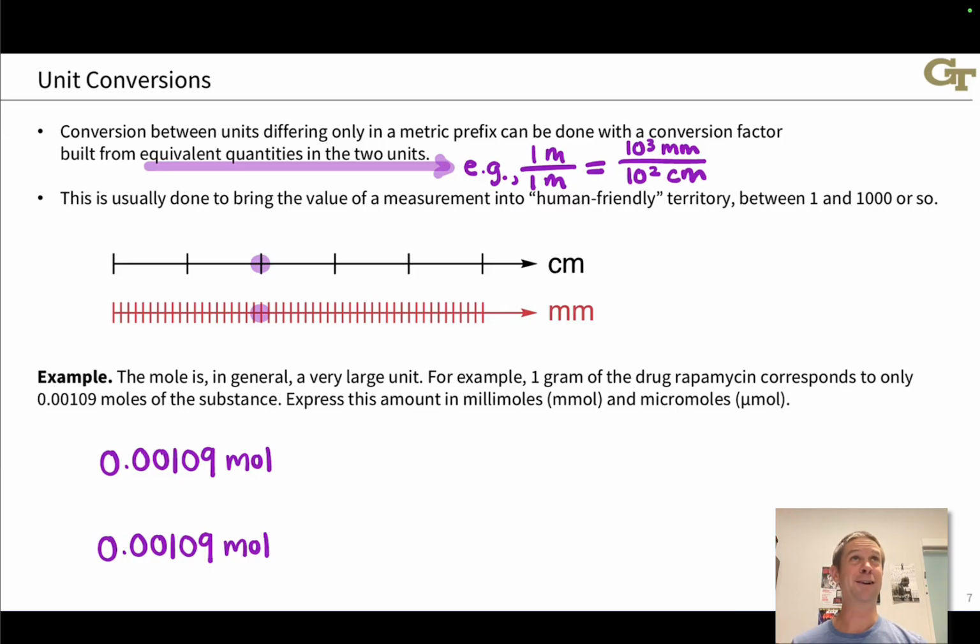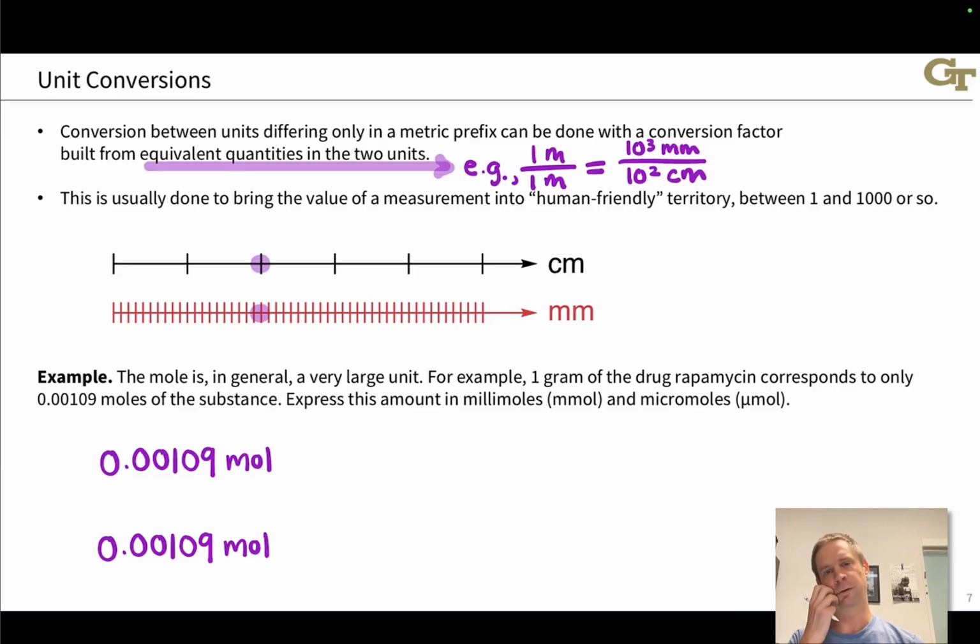And of course, the meters, if you think about this, are sort of extraneous. This could be any unit. It doesn't have to be meters, could be absolutely anything. And we can say that 10 to the third milli anything is equivalent to 10 to the second centi anything. So this metric unit conversion generalizes to absolutely any unit. This is usually done to bring the measurement's value into human-friendly territory.